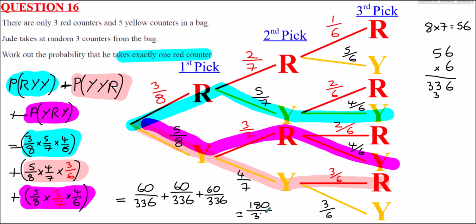That's hard enough as it was. The blessing with probability is you don't need to simplify at the end. So I think we've worked hard enough as it is for that fairly nasty question, in my opinion. Leave it as 180 over 336. You could simplify, both numbers are even, but leaving it like this is absolutely fine. The chance of getting exactly 1 red is 180 out of 336.